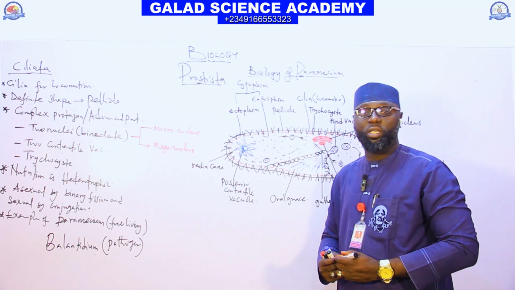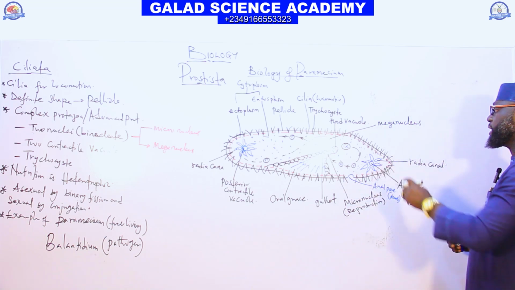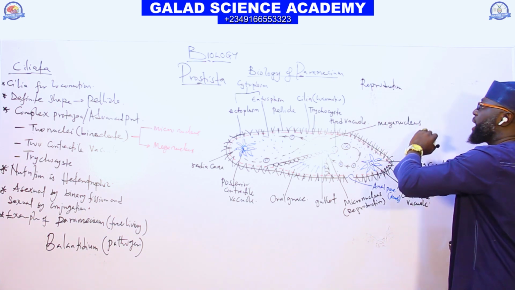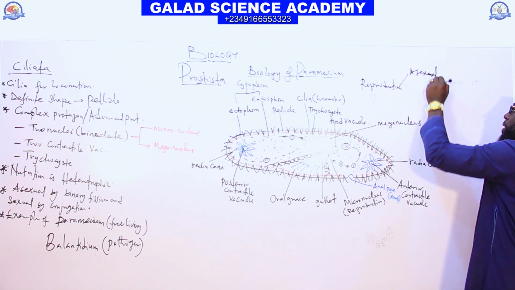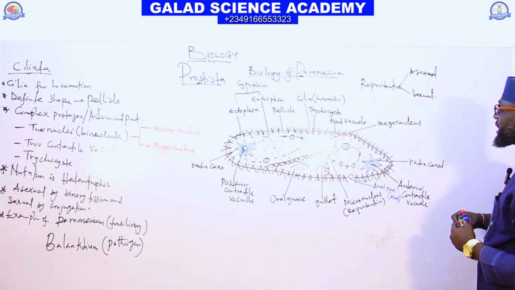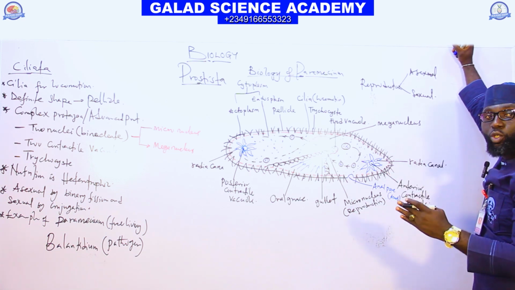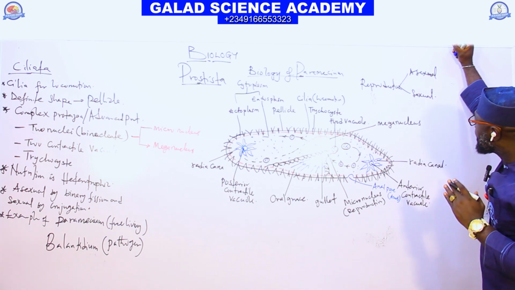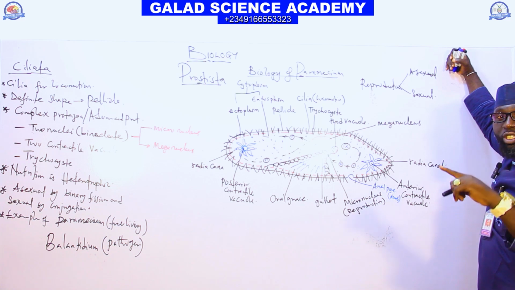So the next thing is reproduction. Reproduction in Paramecium is of two types. We have asexual reproduction and we have sexual reproduction. The asexual reproduction that takes place in Paramecium is binary fission. But the kind of binary fission we have in amoeba is longitudinal binary fission.